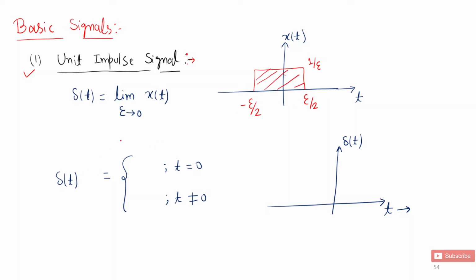So for delta t, when you put this limit here, for t equal to 0 there will be infinite magnitude of the impulse. So the impulse will be concentrated at t equal to 0, and when t is not equal to 0 then the amplitude is 0. So this is the unit impulse signal delta t.